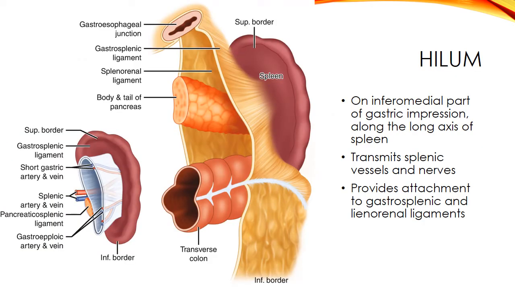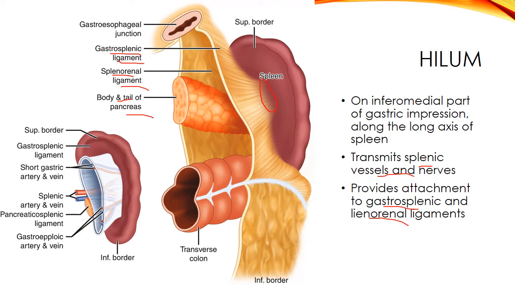So the hilum is basically present, as we have said, between the intermediate and the superior borders, and this hilum is transmitting the splenic vessels and nerves, and it also provides attachment to the gastrosplenic and the linorenal ligaments. So over here we can see that this portion of the spleen, this is the hilum. It is providing attachment to this gastrosplenic ligament, which is going up to the greater curvature of the stomach. It is also providing attachment to this splenorenal ligament, which is transmitting the body and tail of the pancreas.